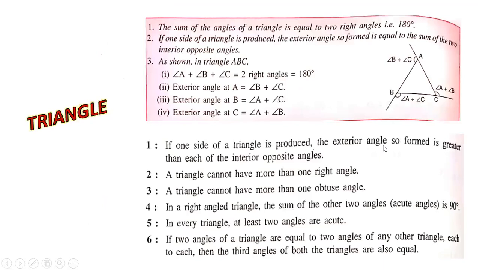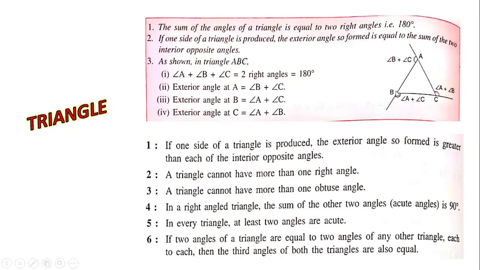Here we have a few things about the triangle, and we all know the first one: the sum of angles of a triangle is always equal to 180 degrees, or we can say it is equal to two right angles. Two right angles: 90 degrees plus 90 degrees is 180. The sum of angles of a triangle is always equal to two right angles, that is 180 degrees. If one side of a triangle is produced, the exterior angle so formed is equal to the sum of the two interior opposite angles.